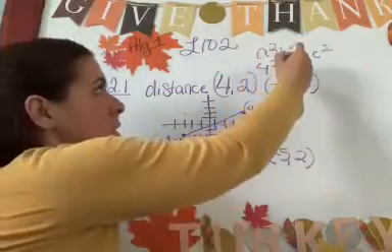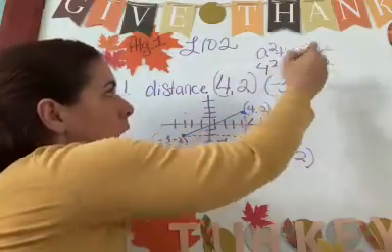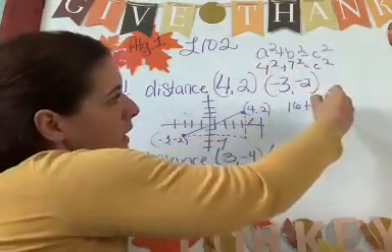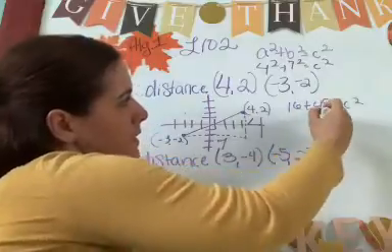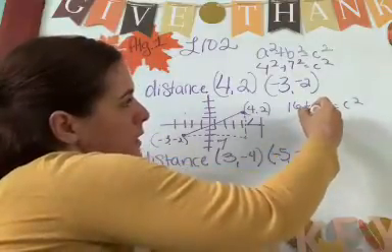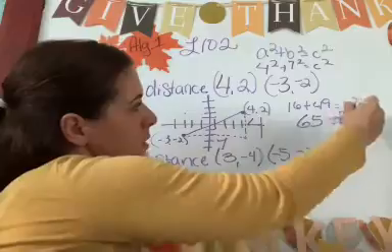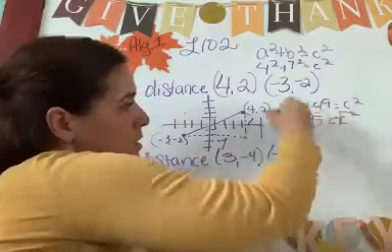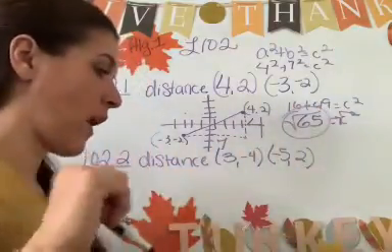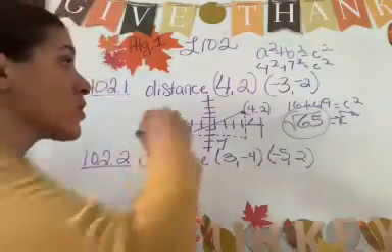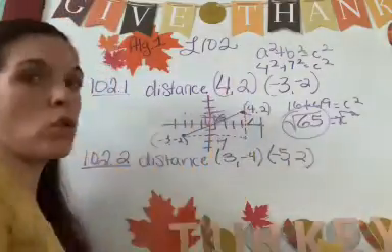4 squared plus 7 squared equals c squared. So it's going to be 16 plus 49 equals c squared. That's going to be 65 equals c squared. Take the square root. So it's going to be square root of 65 is your answer for the distance between the 2 points.